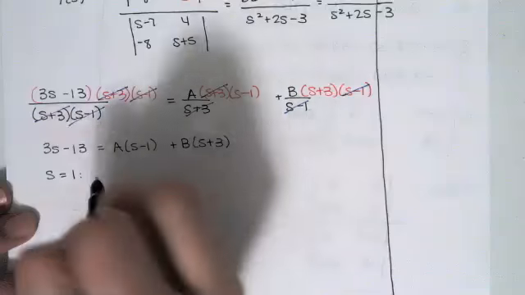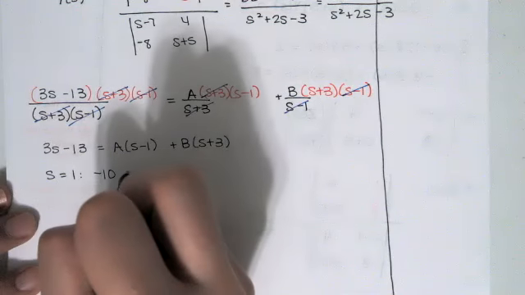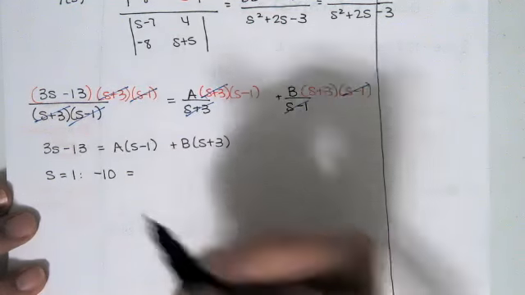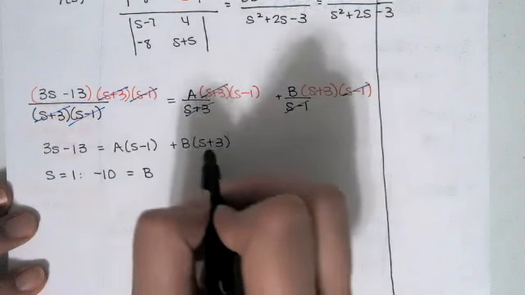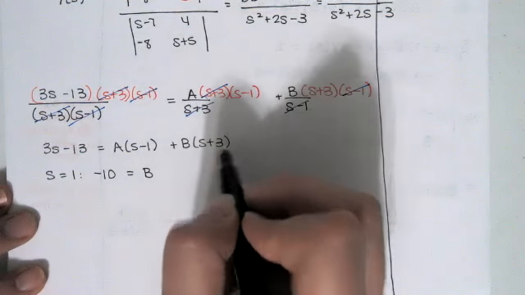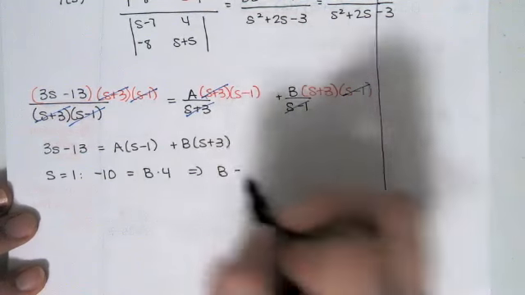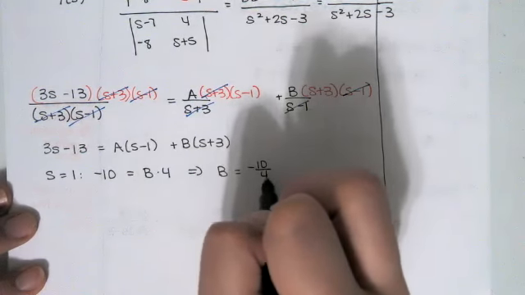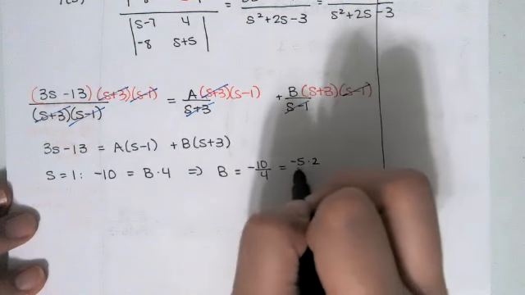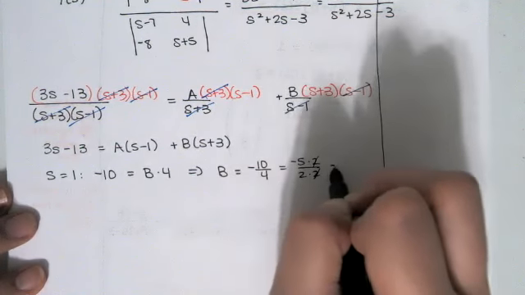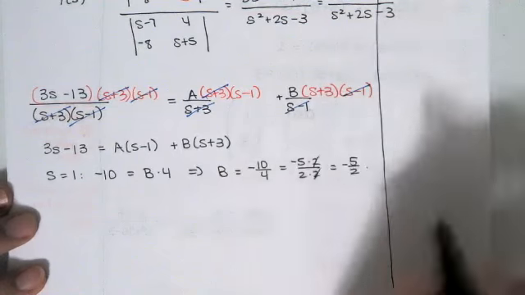So we'll have 3 minus 13, which is negative 10, equals A times 0, which is 0, plus B times (1 plus 3), which is 4. So we'll have B equals negative 10 over 4, which is negative 5 times 2 over 2 times 2. So we have negative 5 over 2 there.